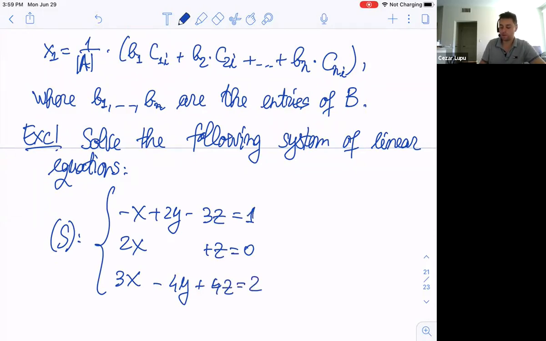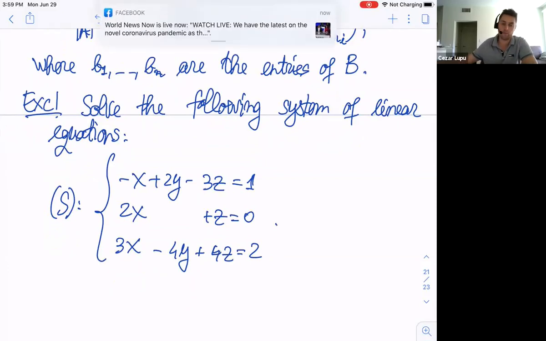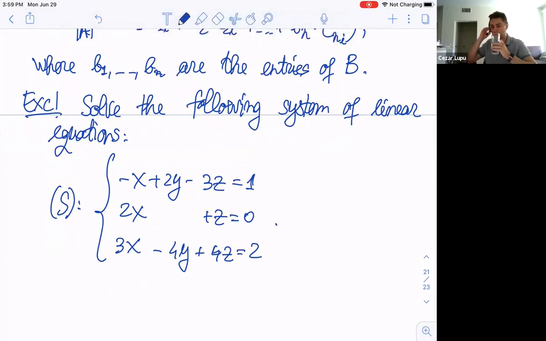Anyway, you have to make sure that you know how to solve systems of linear equations. I'm pretty sure you're going to have one of these questions in your midterm and even final. But now I'm going to leave it to you as an exercise to solve using the methods that we have talked about before. And now I'm just going to use Cramer's rule.